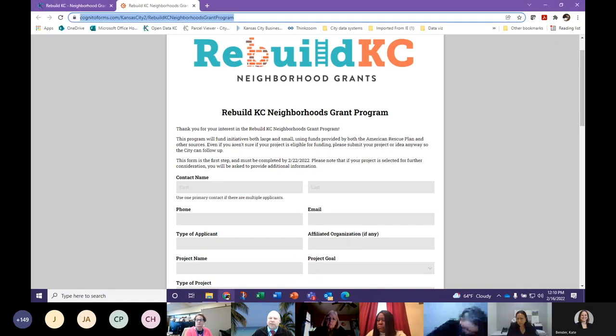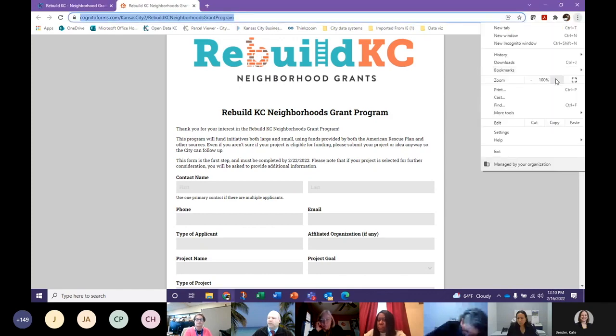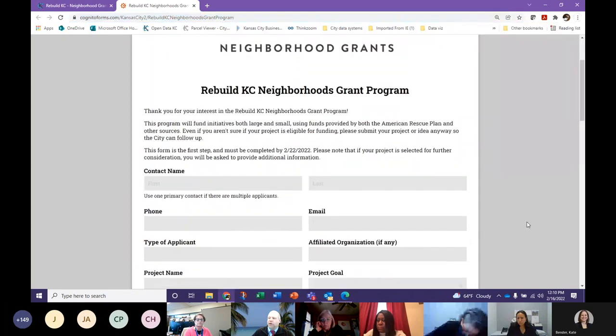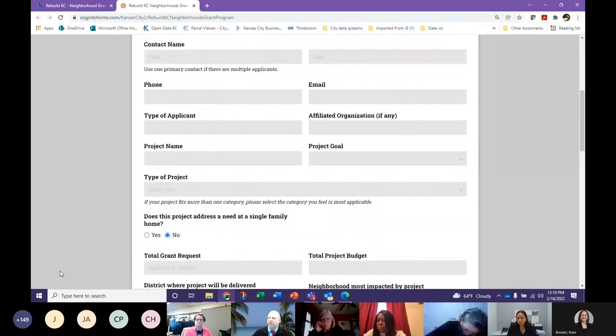It's a pretty simple application. I don't know how well you can see it on the screen, but if you go to it, it's really more of a questionnaire. It doesn't want you to necessarily upload a very detailed budget, although we do ask you to upload cost estimates and things like that. The biggest part of it is the sections where you describe your project and talk about how this project will benefit the community.